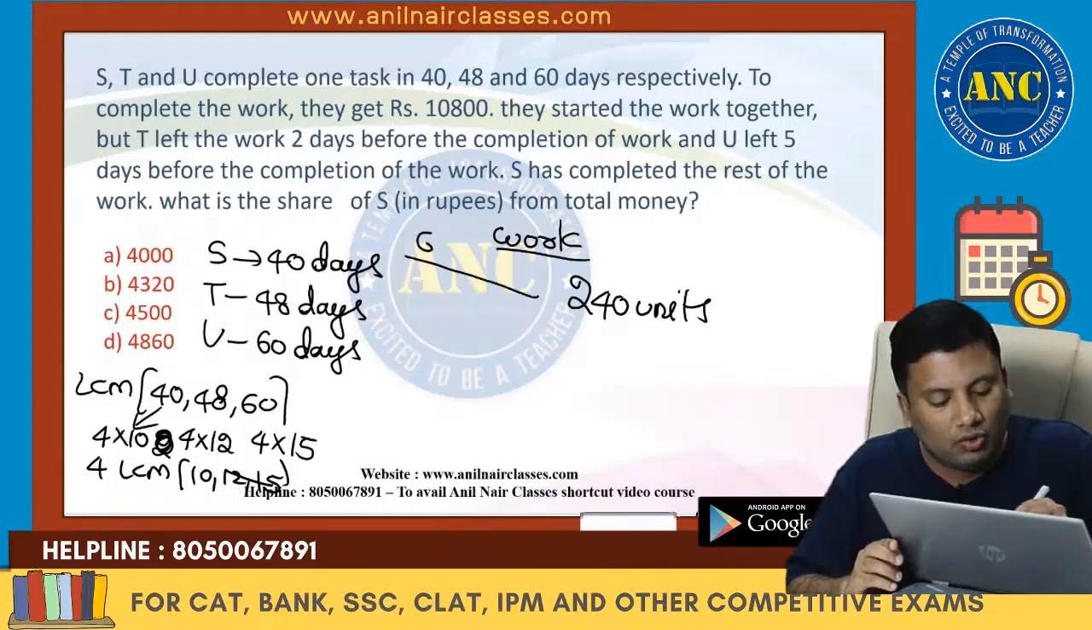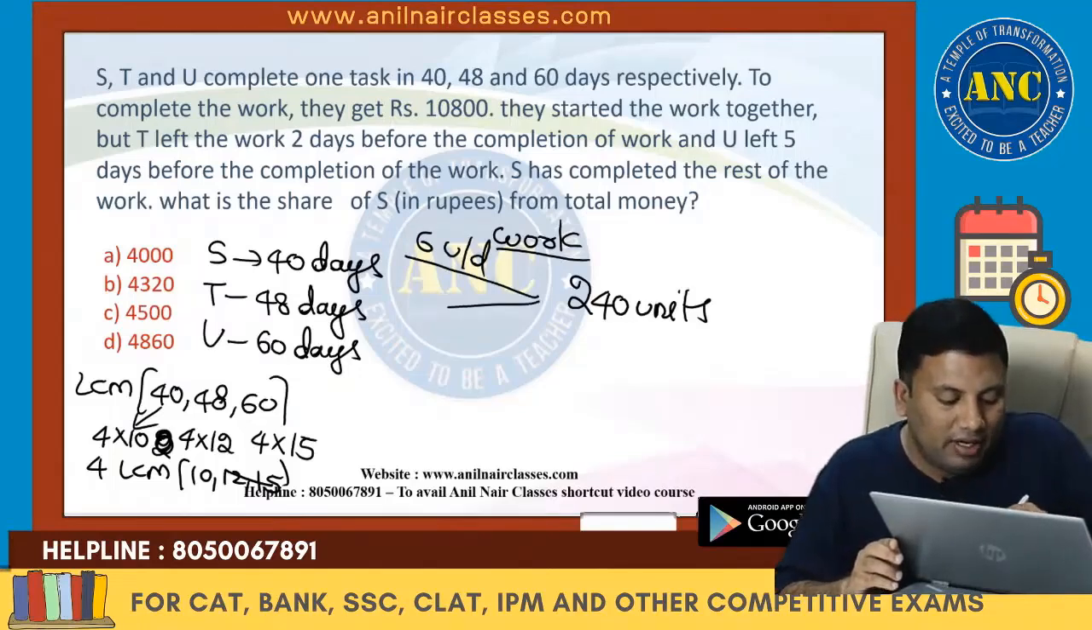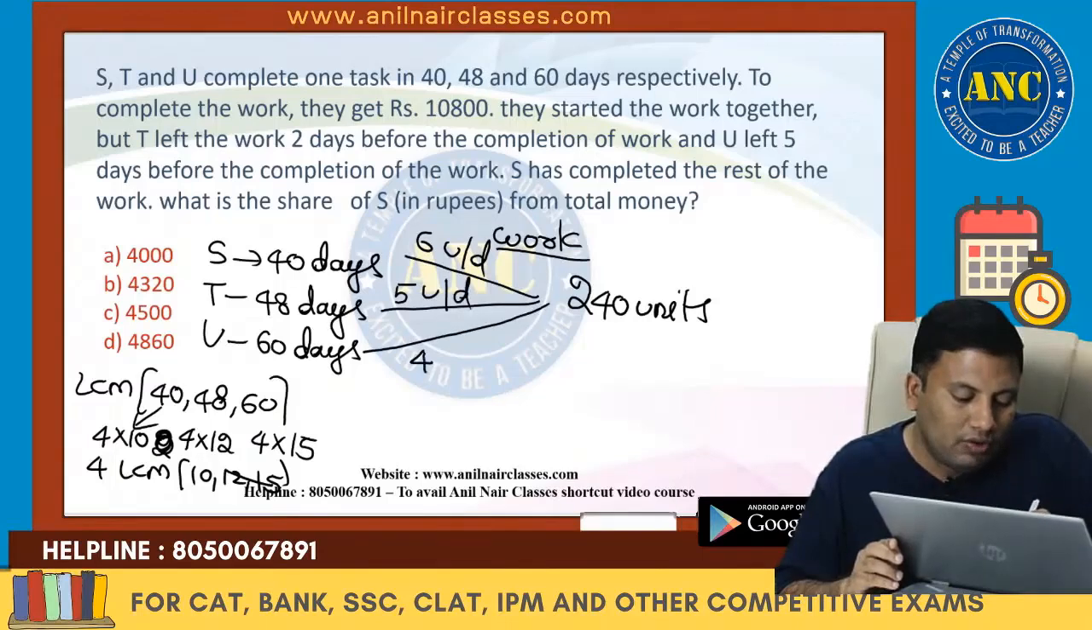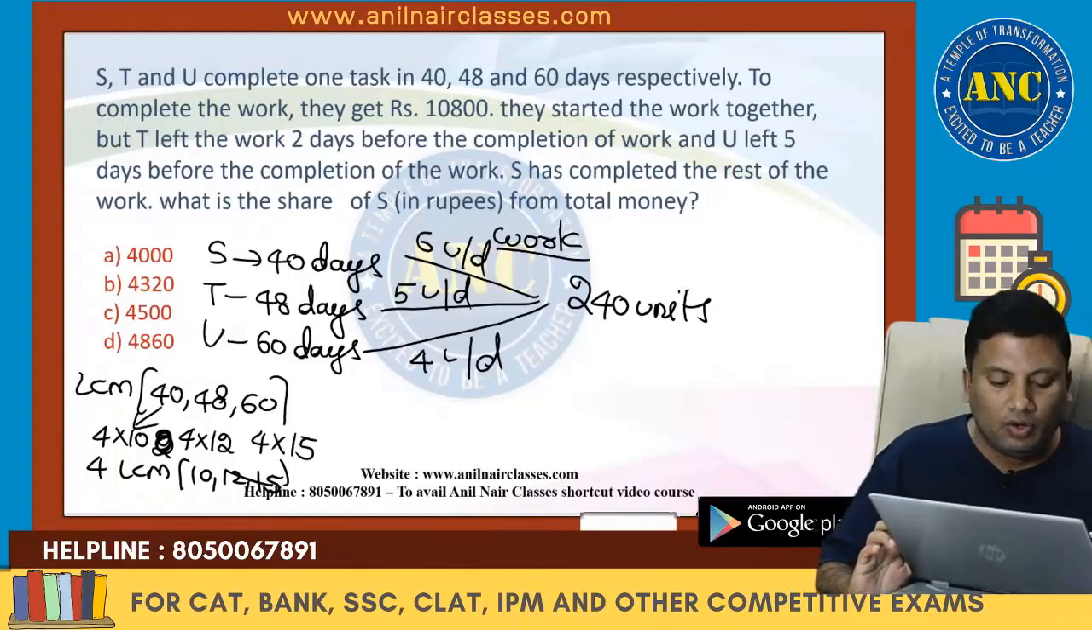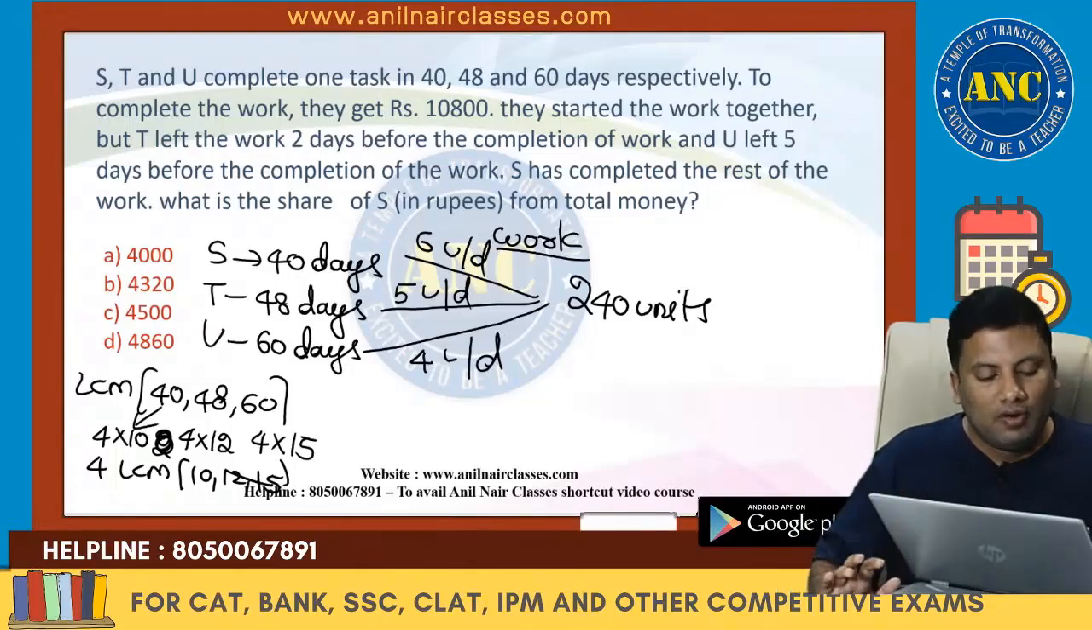So S will do 6 units per day. T will do 5 units per day. U will do 4 units per day.